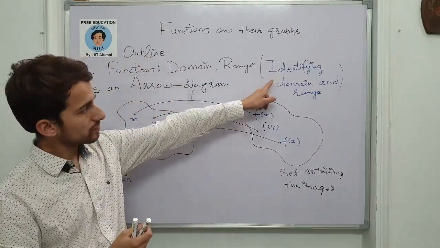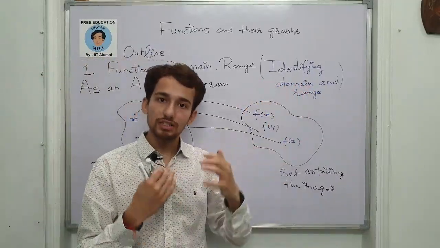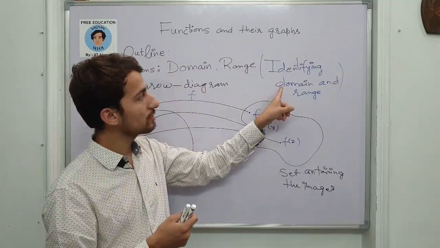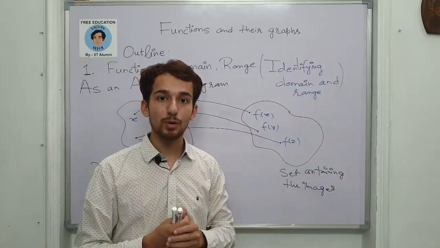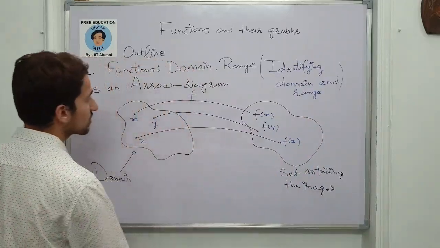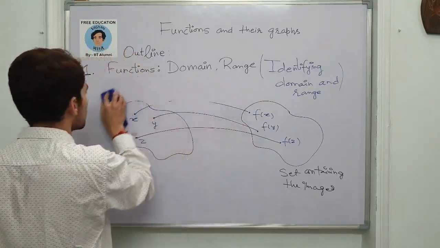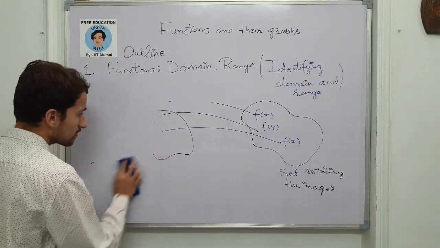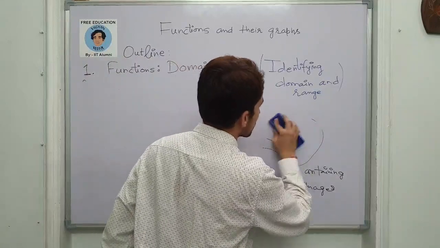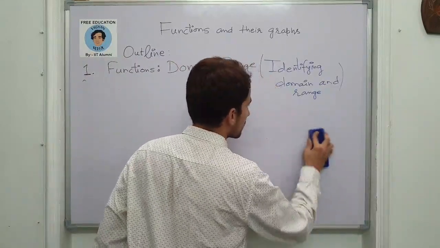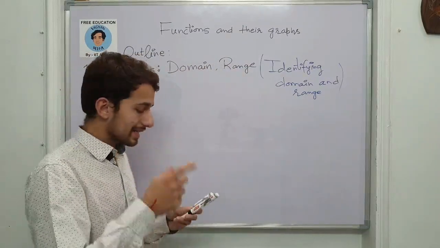So what I have just mentioned in this bracket is that we will now try to identify some functions, and basically we'll try to identify the domain and range of some functions. We have learned the definition. Now let's take practical examples. So let's rub this now. Now, let's take an example.